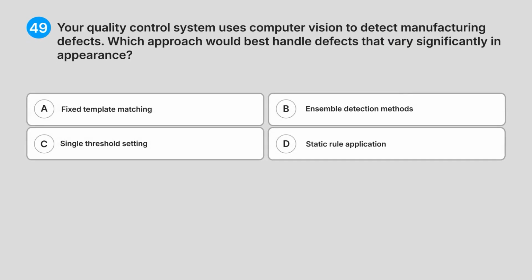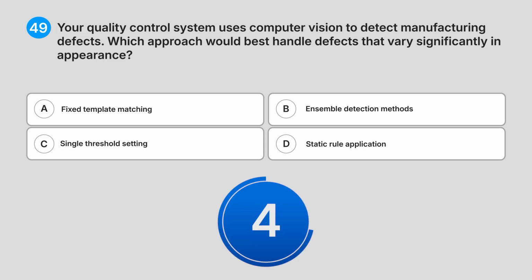49. Your quality control system uses computer vision to detect manufacturing defects. Which approach would best handle defects that vary significantly in appearance? A. Fixed template matching. B. Ensemble detection methods. C. Single threshold setting. D. Static rule application. Can you guess the answer?